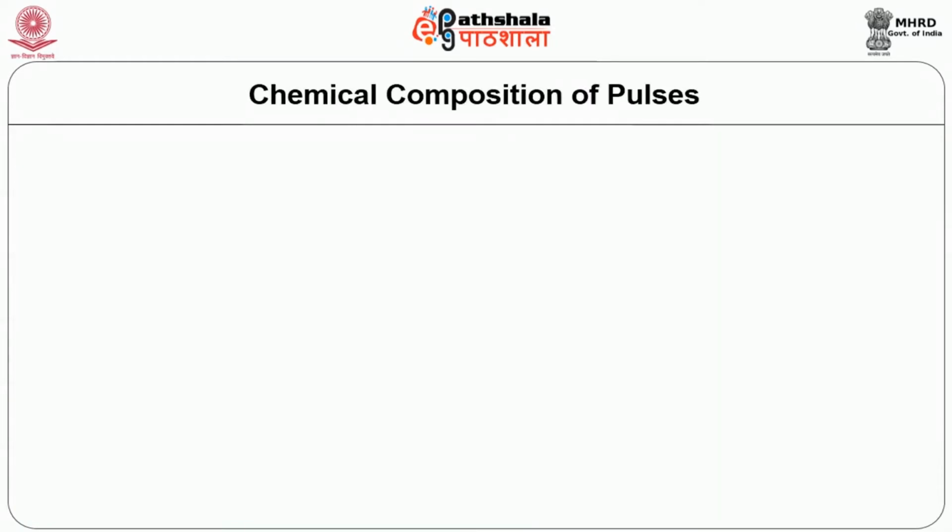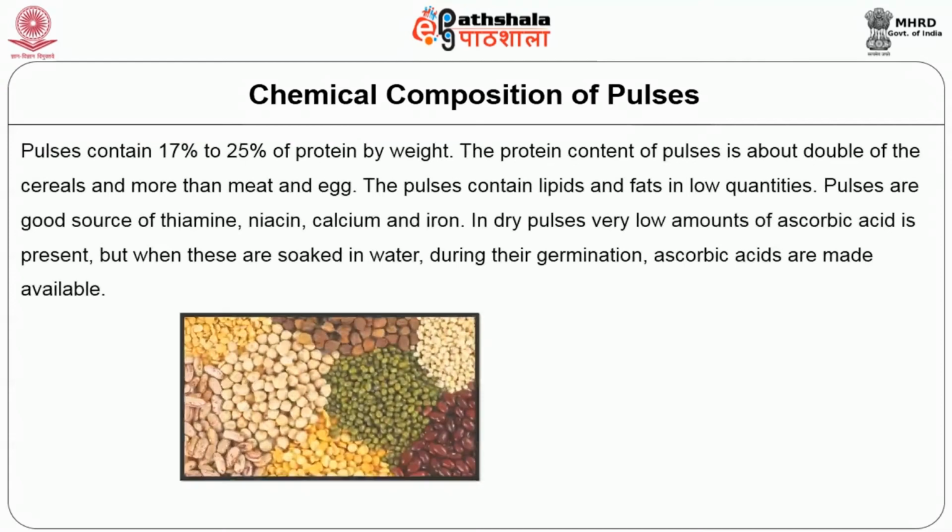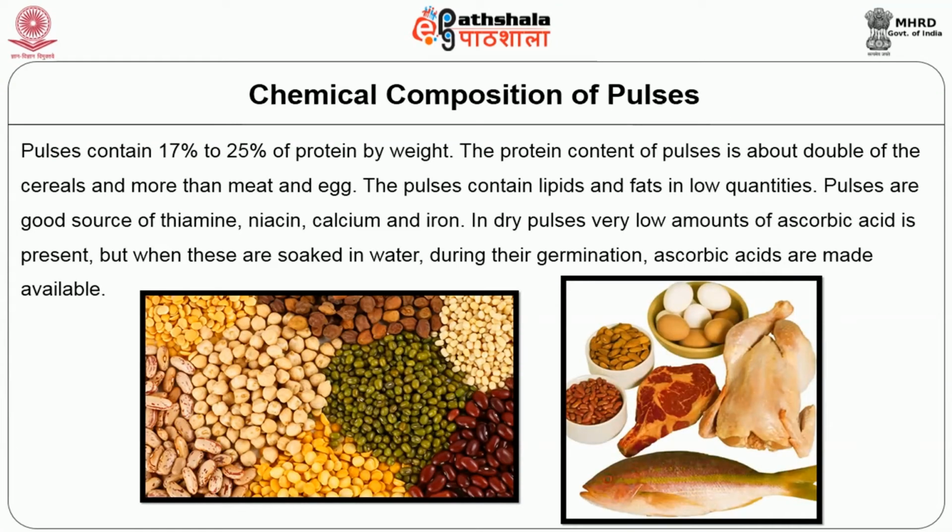The chemical composition of pulses: they contain about 17% to 25% of protein by weight. The protein content of pulses is about double that of cereals and more than meat and egg. Pulses contain lipids and fats in low quantities. Pulses are always a good source of thiamine, niacin, calcium and iron. In dry pulses, a very low amount of ascorbic acid is present. But when these are soaked in water during germination, ascorbic acid is made available.